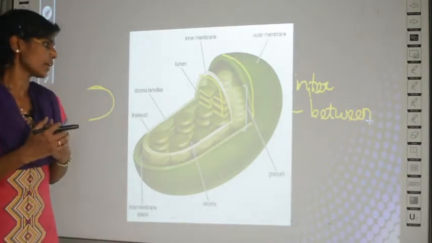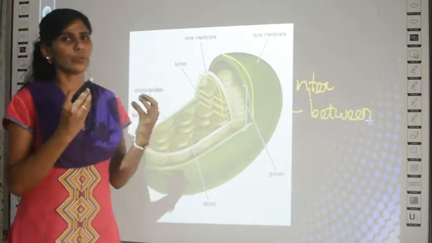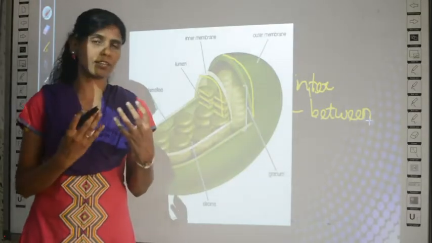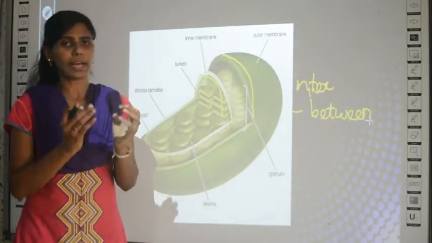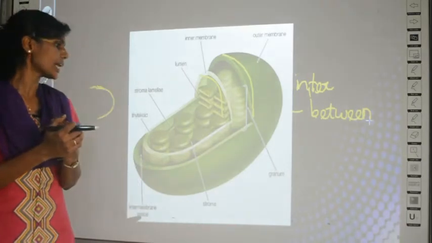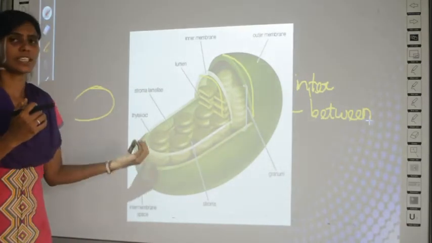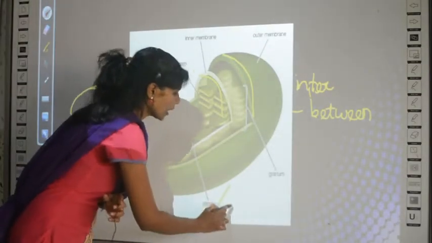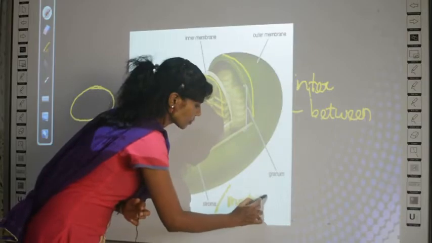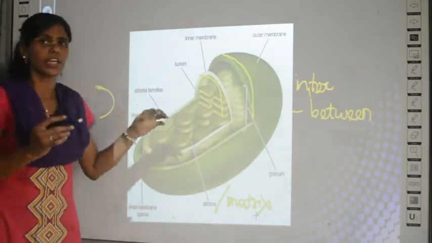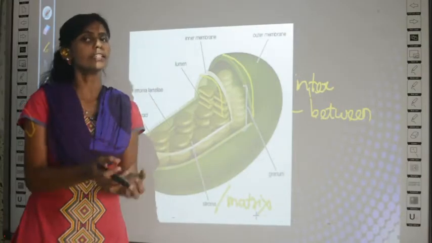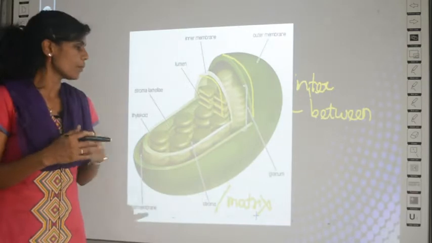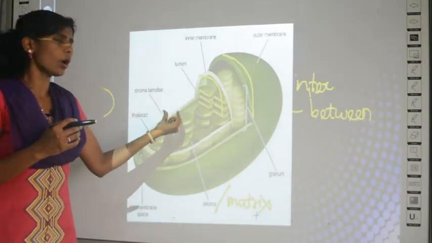Then what all you can find? Inside you have a liquid like structure, just like how cytoplasm is present in every cell. Inside the chloroplast you have a liquid like substance which is called matrix. This substance is called matrix or stroma. So stroma is also called matrix. So inside the inner membrane you have a liquid portion which is called the matrix or the stroma. Matrix or stroma.